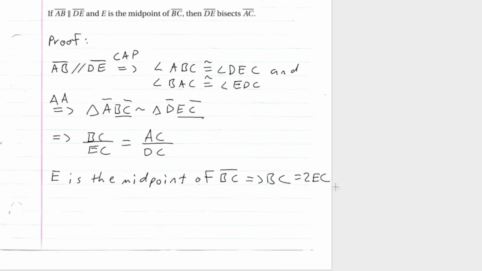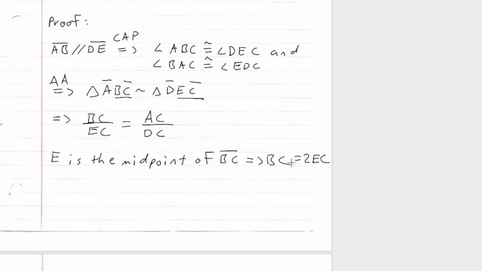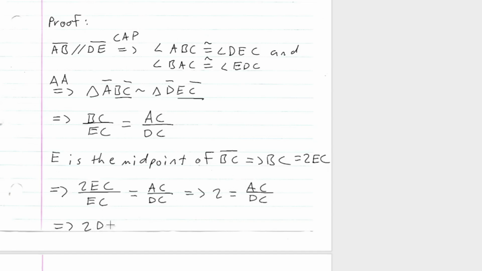All right. So now instead of writing BC, since BC is the same as 2 EC, this implies that 2 EC over EC is equal to AC over DC. So EC over EC is 1, which implies that 2 is equal to AC over DC. I can multiply both sides by DC and get 2 DC is equal to AC.